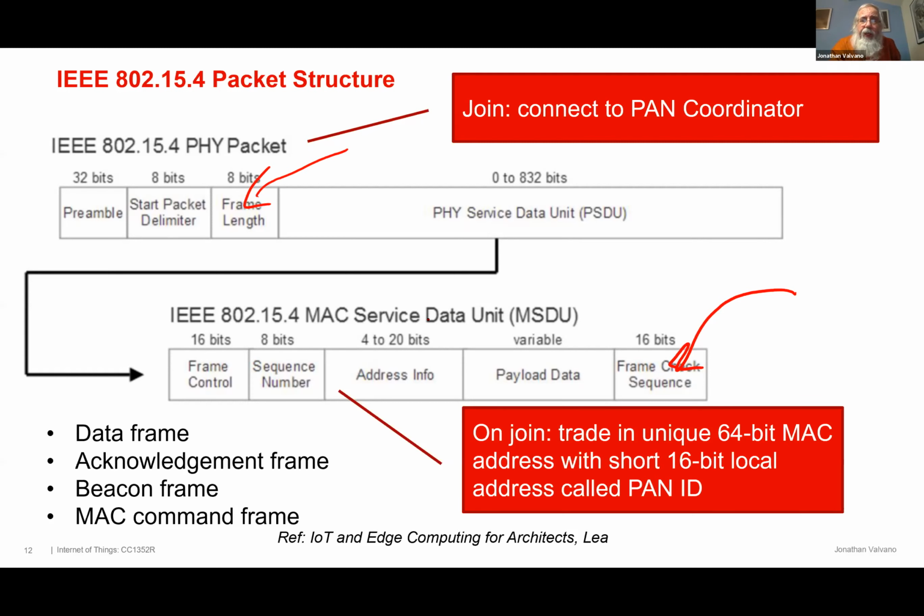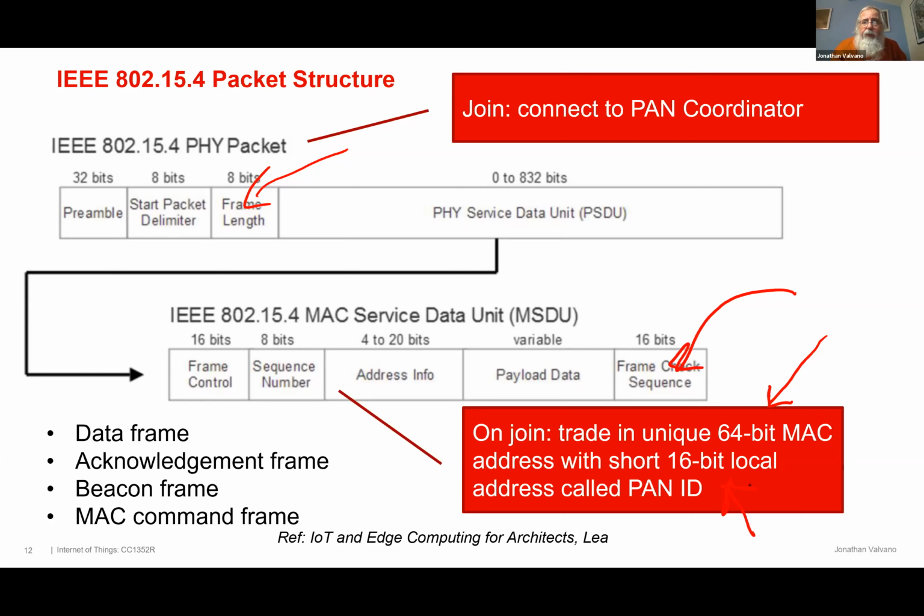You'll notice when I do the demo that there will be 2 addresses in the protocol: the great big unique 64-bit media access control address, and then a short or local address, which is obviously simpler to remember. And when I do the demo, you'll see different kinds of packets: data, where everything is acknowledged, beacon frames, and command frames.